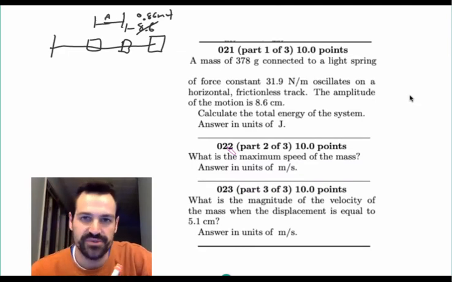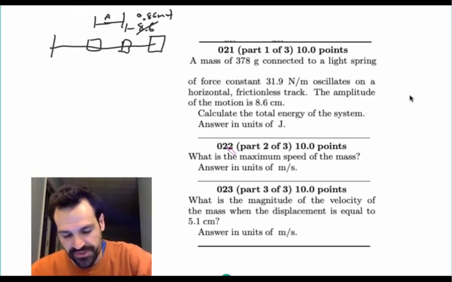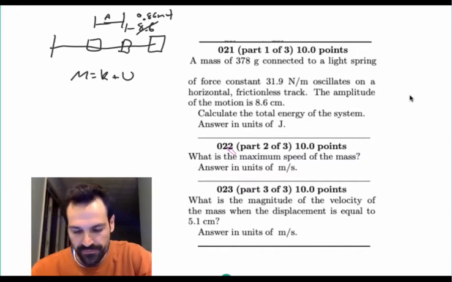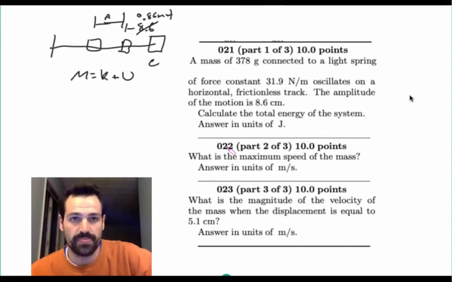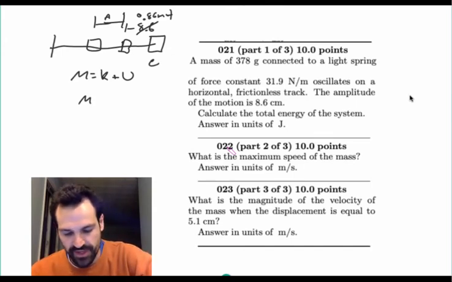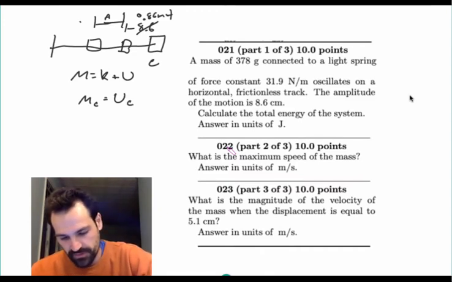And that's our amplitude. And they want us to figure out the total energy of the system. Well, the total energy is equal to the kinetic plus the potential at any given point. I'm just going to go ahead and calculate it at position C. At position C, the mechanical energy is all potential.